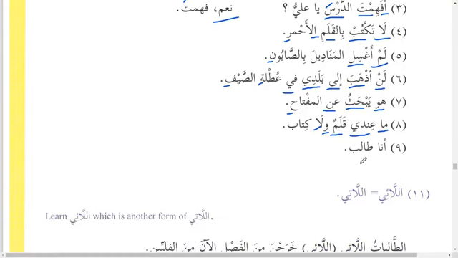أنا طالب. I'm a student. Yes, مبتدأ خبر. Excellent. Both of them are ism and marfu', both of them are nouns as well. Allai equals allati, both of them are used. So either we can say allai or allati.